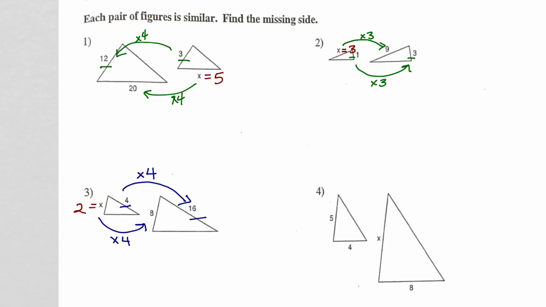Let's look at one more using this method. Okay? The corresponding sides that have numbers are the 4 and the 8. So what number can I multiply against 4 to get to 8? If you said times 2, you would be correct. So now we're going to do 5 times 2 equals the missing value, because now I'm going from the smaller to the larger, and x must equal, if you said 10, that is correct.